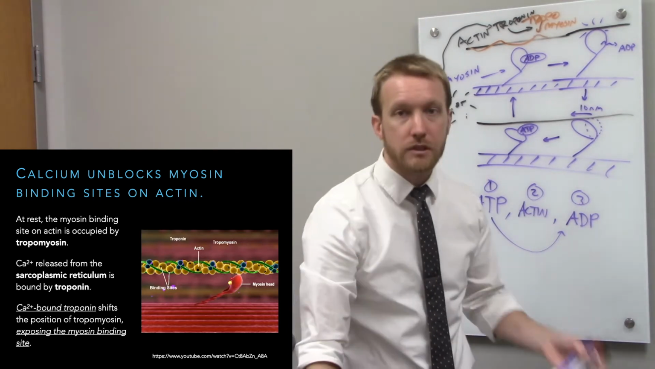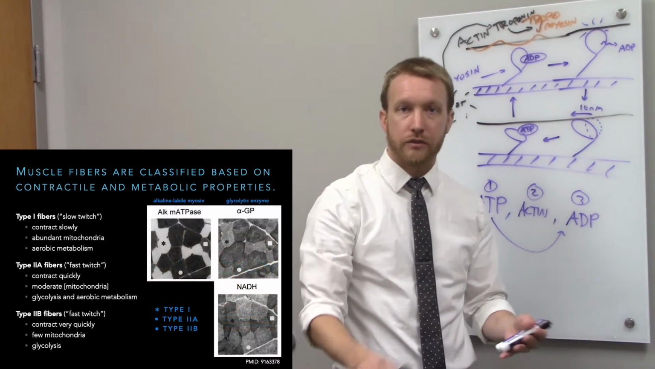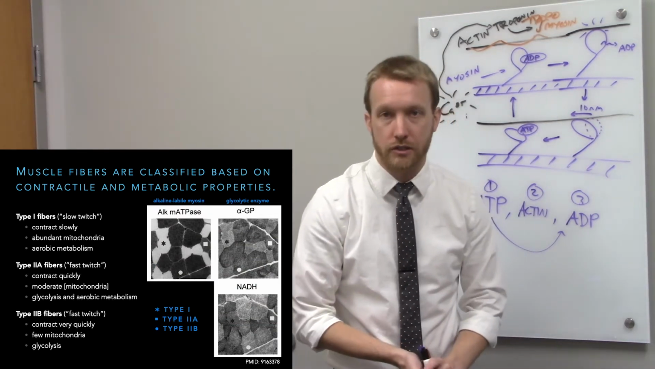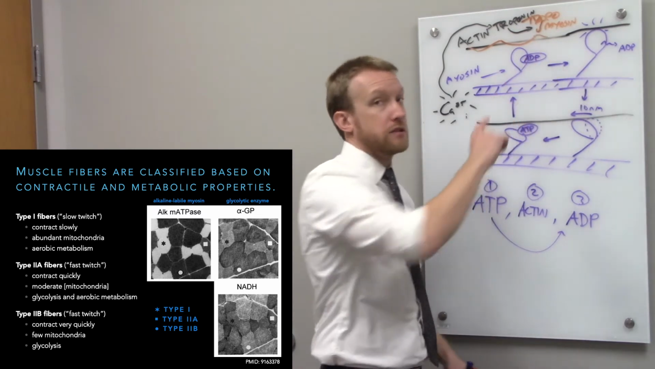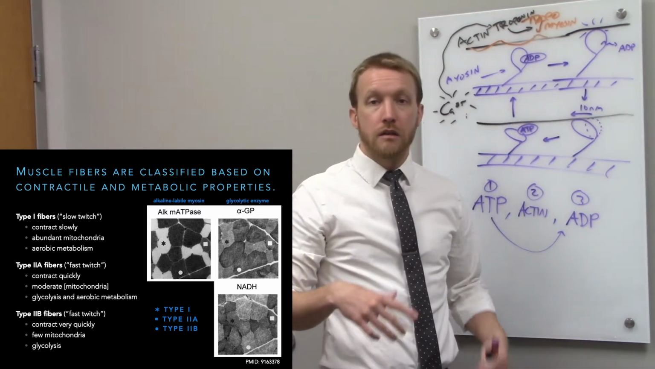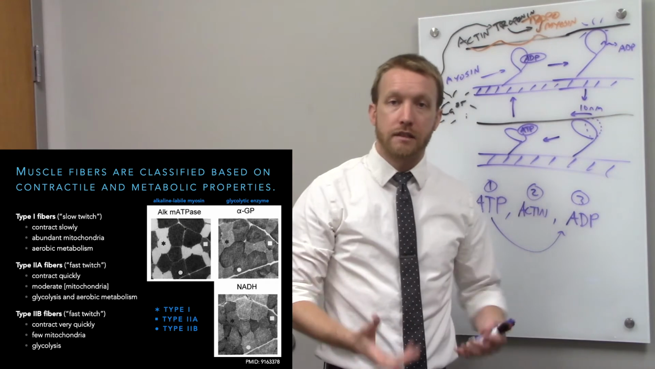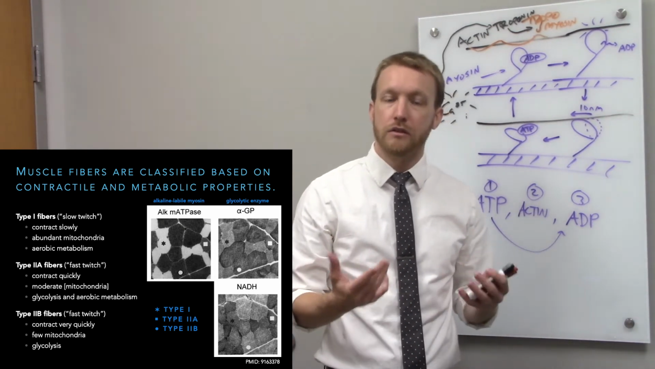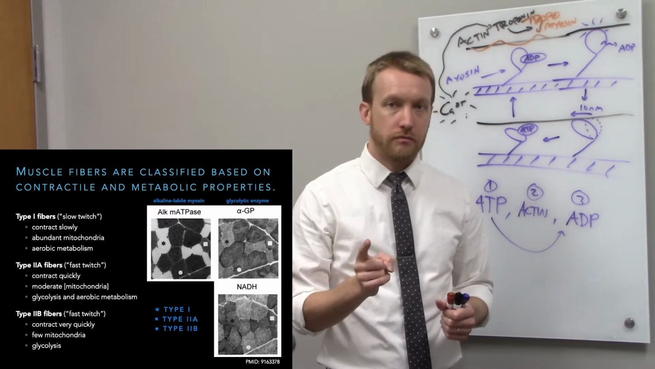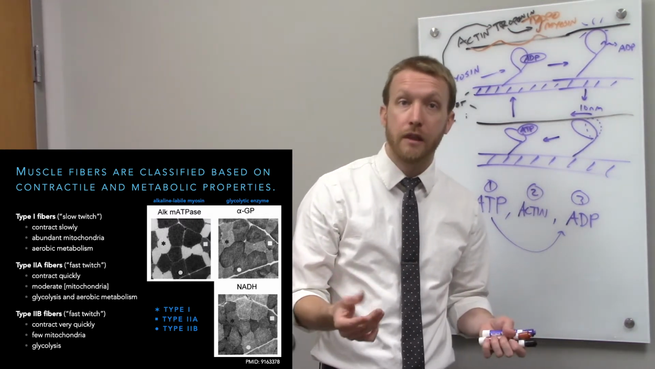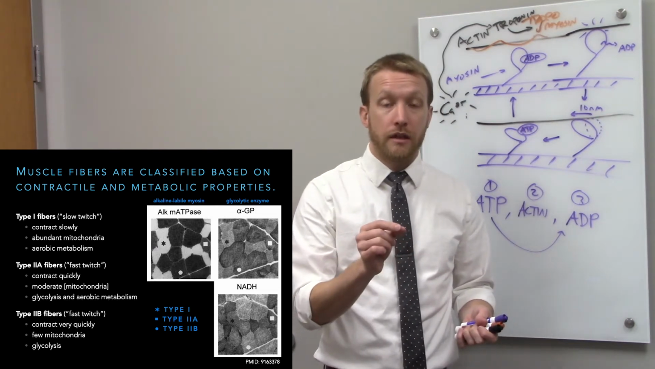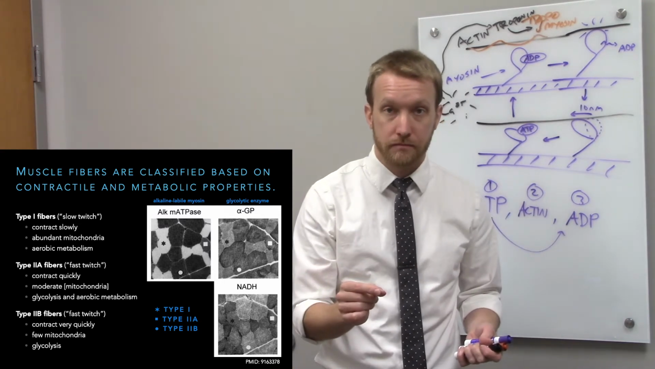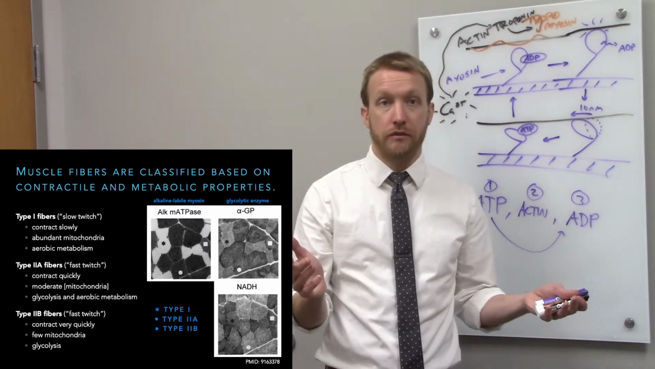Now, different muscle fibers are going to have different contractility, different degrees of force that they can generate, because not every myosin head is created the same. Some muscles have myosin heads that hydrolyze ATP fairly slowly, and so they contract slowly and generate very little force. Now the good thing about them, because they hydrolyze ATP so slowly, and because they have a bias toward aerobic metabolism, they don't fatigue very often.